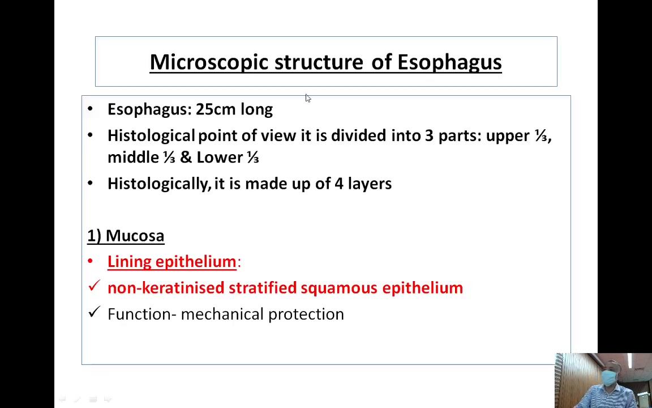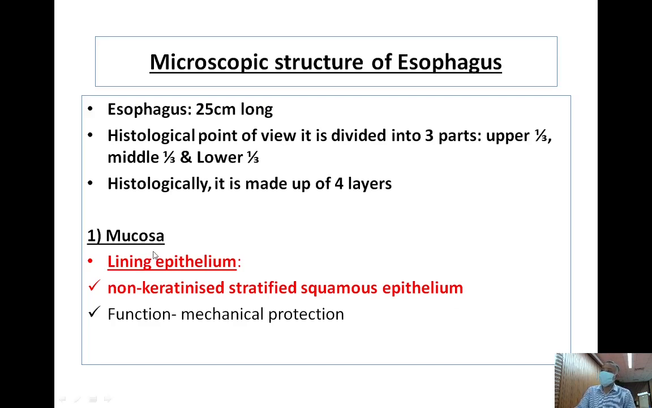Now come to the microscopic structure of the esophagus. The length of the esophagus is around 25 centimeters. From the histological point of view, we divide it into three parts: upper 1/3, middle 1/3, and lower 1/3. Histologically, it is made up of four layers. Already you know: mucosa, submucosa, muscularis externa, then outer serosa.